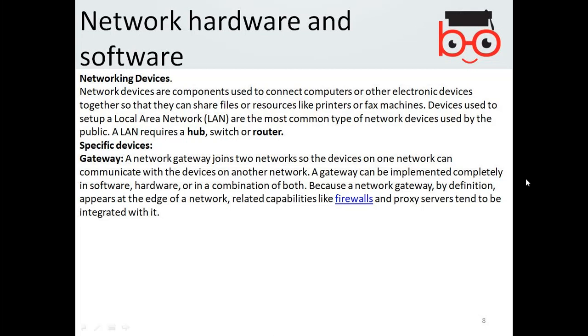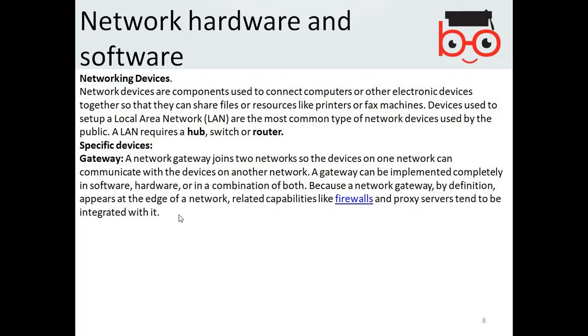A gateway can be implemented completely in software. So you can make it logically, a communication channel between two networks, or it can be made between the hardware, or a combination of both. Because a network gateway by definition appears at the edge of a network. At the edge of a network means it is helping to connect the two different networks. Related capabilities like firewalls and proxy servers tend to be integrated with it. So, firewalls and proxy servers are part of the gateway.